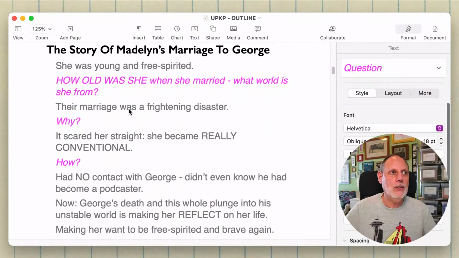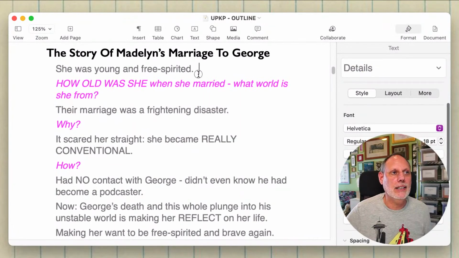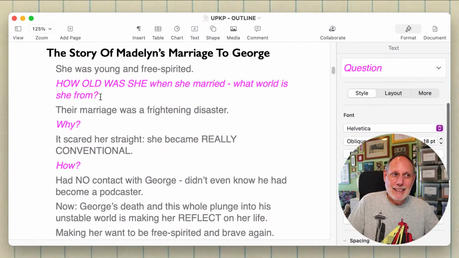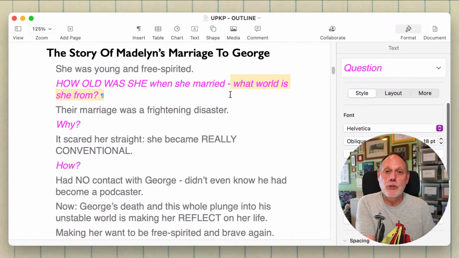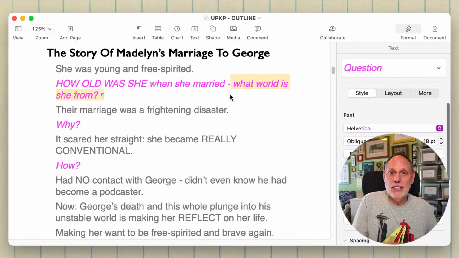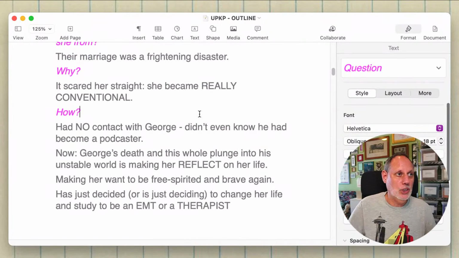When you're working on the outline, you get the things you can get, like she was young and free-spirited. Their marriage was a frightening disaster. But then ask questions. Exactly how old was she when she was married? Was she 17 or was she 21? What kind of young and free-spirited was she? Where was she from? What world is she from? Was it a stuffy, formal place and she was fighting it? Was it a chaotic place and she was finding her version of that? I don't know yet.